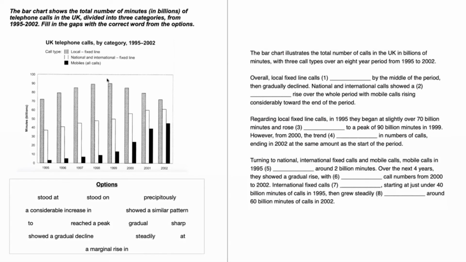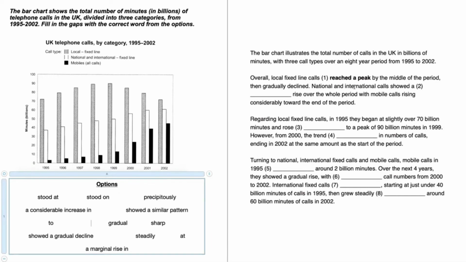So I would say that the middle period represents the highest point, or like we looked at today, it would be a peak. So if we look at our options, we see reached a peak, and that is going to be the correct answer. Local fixed line calls reached a peak by the middle of the period, then gradually declined. I can eliminate this from our options since each answer will only be used once.